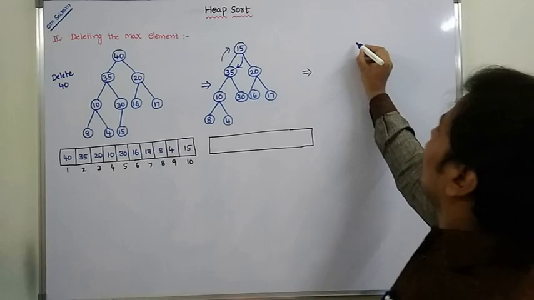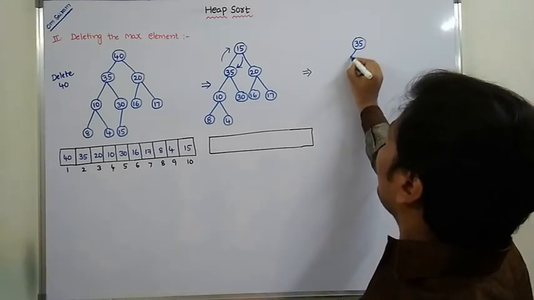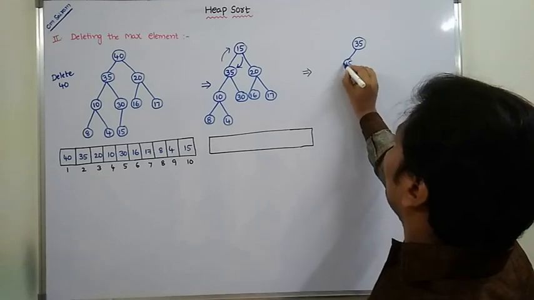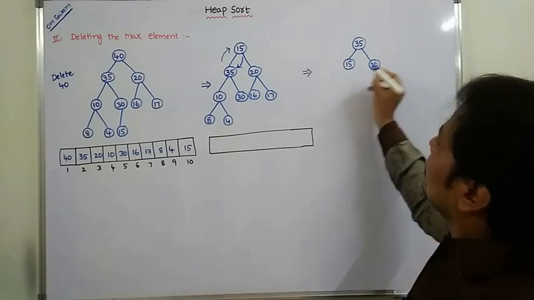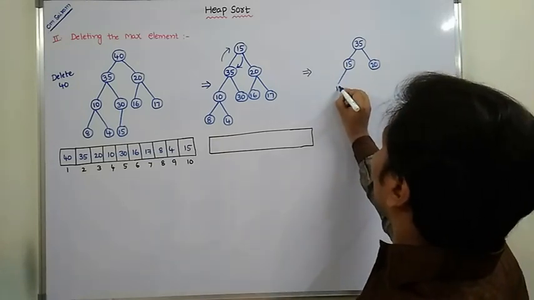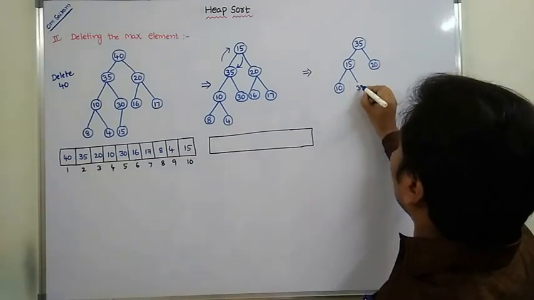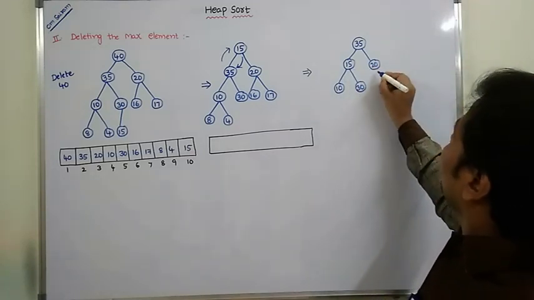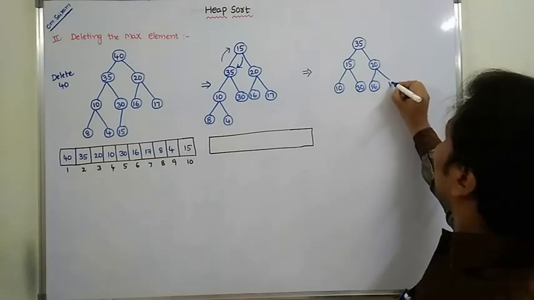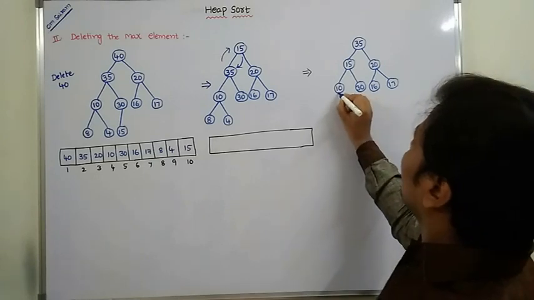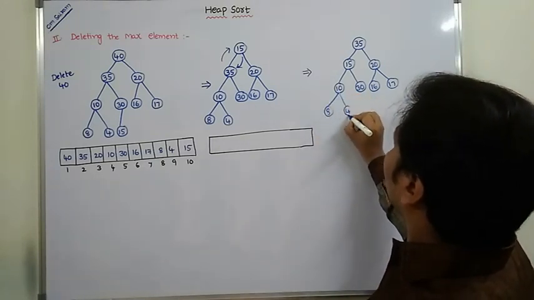After swapping, we are getting 35 as the root node, 15 as its left child and the right child is 20. So now 15's left child is 10 and 15's right child is 30, and 20's left child is 16 and 20's right child is 17, and 10's left child is 8 and 10's right child is 4.